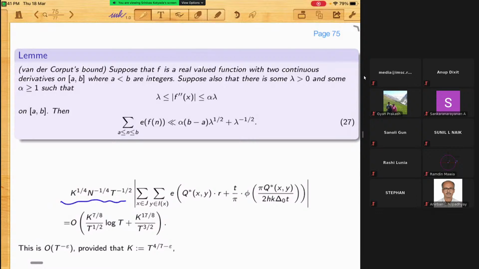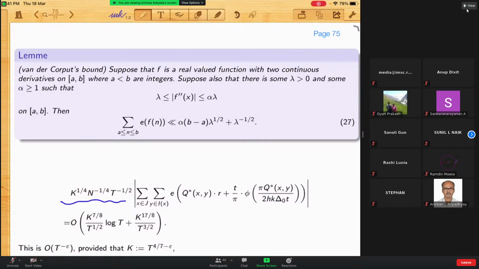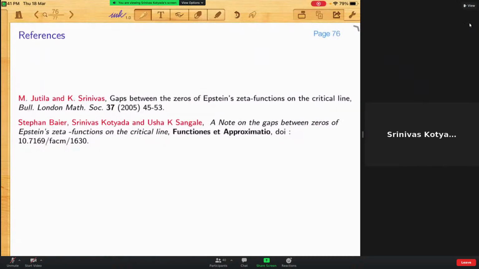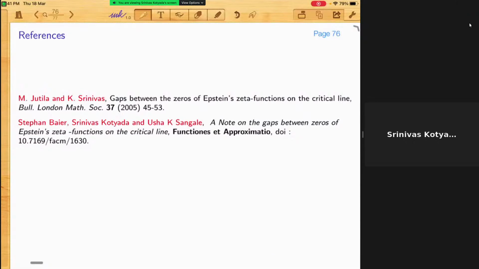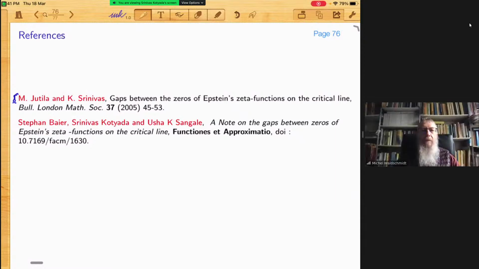All right. And now the other details are very technical, so I don't want to discuss those things. This is there in our paper on functional approximation. Okay. And all the details are there in both papers and the references of this paper, where Jutila's development of exponential sums related to quadratic forms is there.